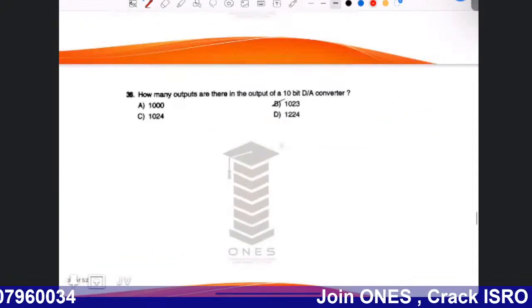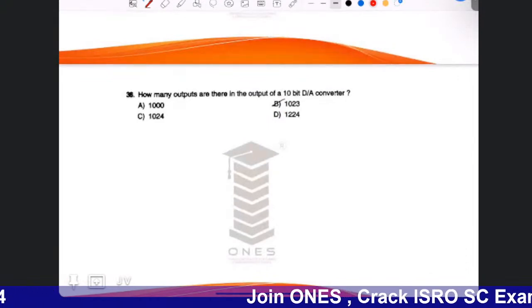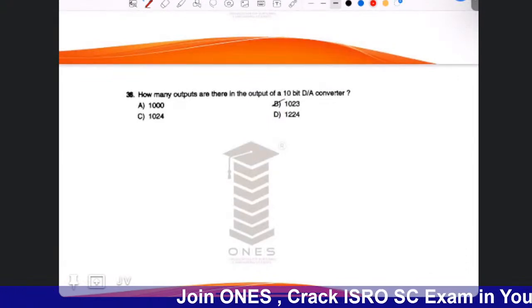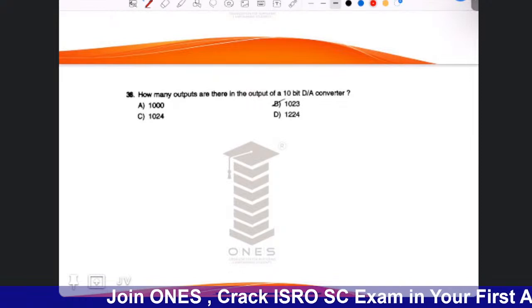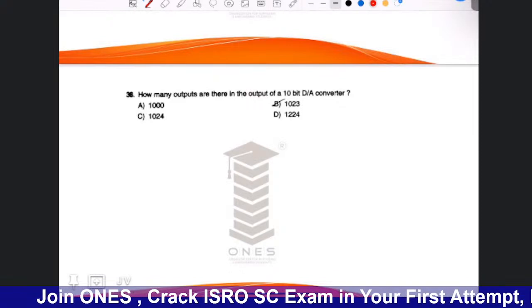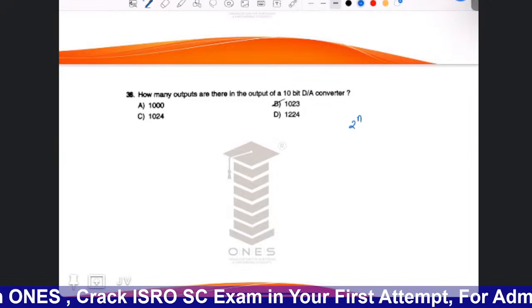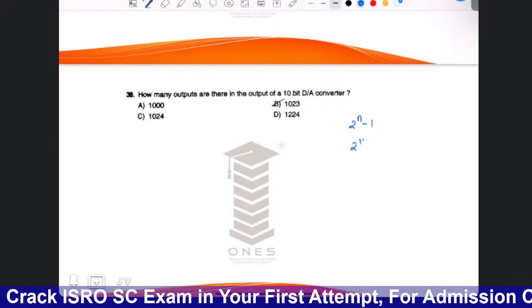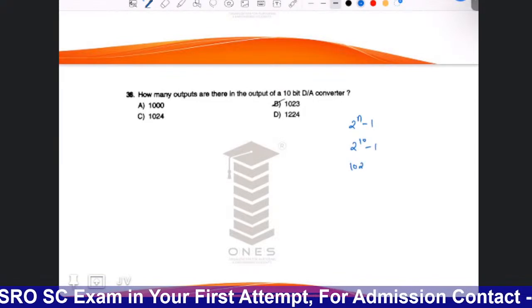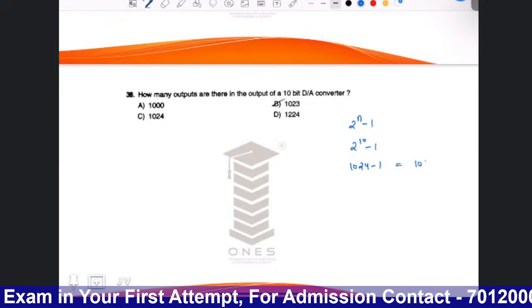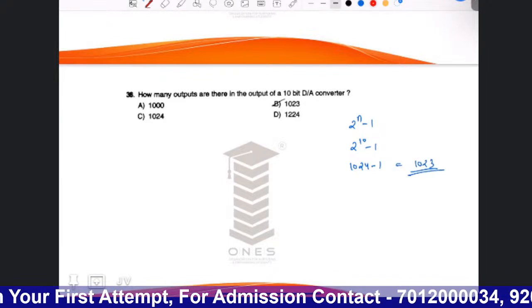Question number 38. How many outputs are there in the output of a 10-bit DA converter? എത്ര ഔട്ട്പുട്ട്സ് ഉണ്ടാവും? There will be 2 raised to n minus 1. So 2 raised to 10 minus 1. So 1024 minus 1. It will be equal to 1023.